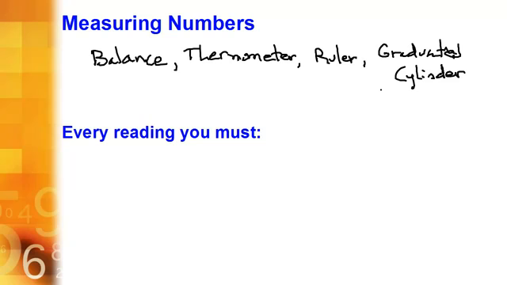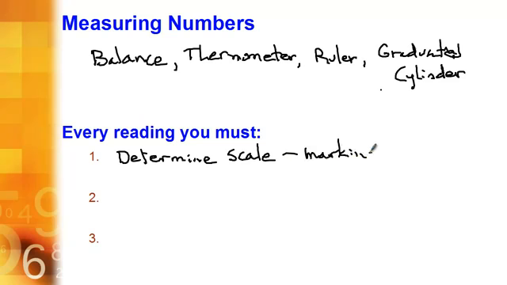Every time that you measure, there are three things that you must do. The first one that you must do is first determine what the scale is. Determine the scale. What I'm talking about here are the markings on the tool. Or you could call them graduations, as in graduated cylinder. That's talking about the markings. That's the first thing. Look at the scale. What is the scale telling you the markings are?